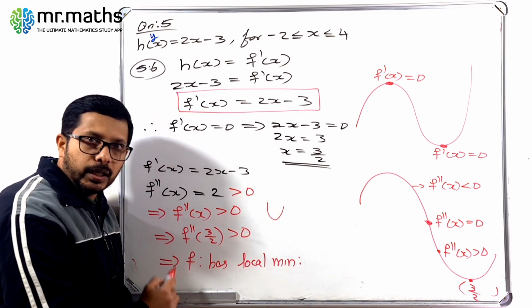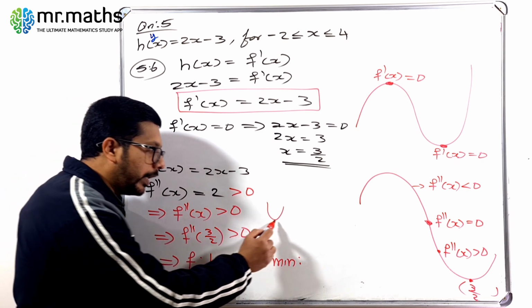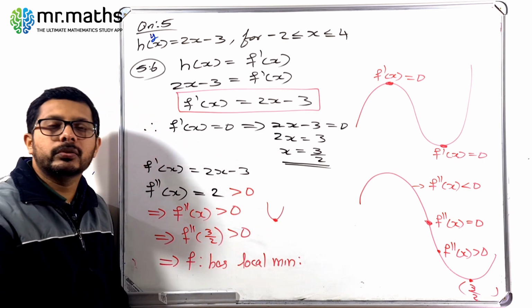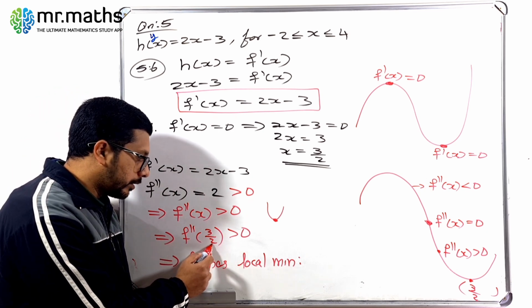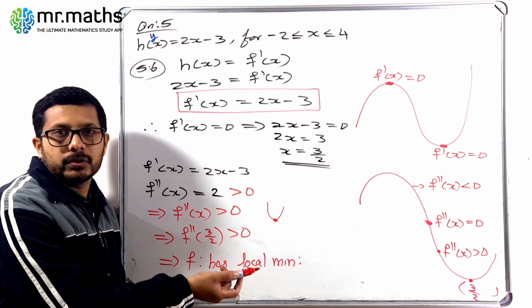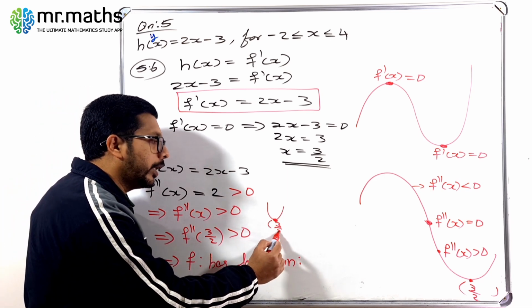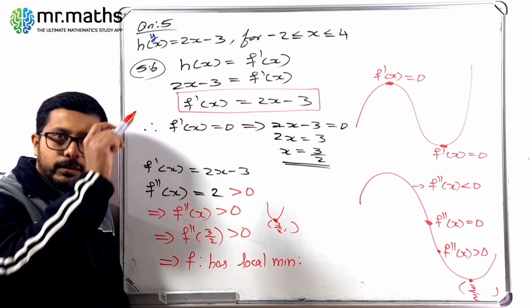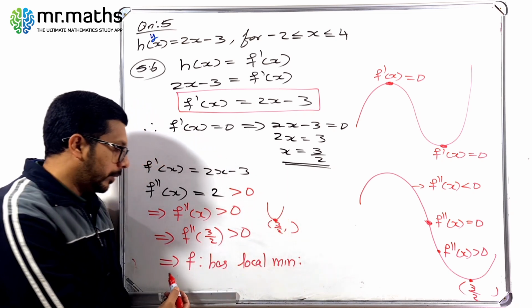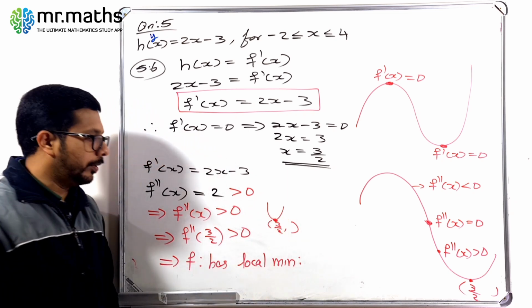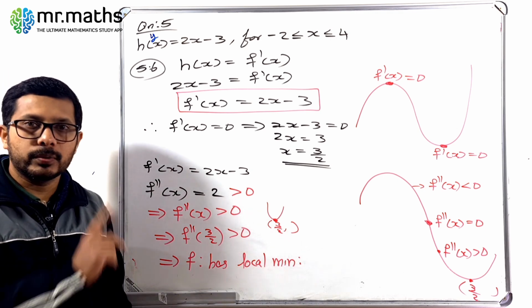Listen once more: the second derivative being greater than 0 means the shape is like this. The second derivative at x equal to 3 over 2, which is the turning point, is greater than 0. So at this turning point the shape is like this. And what is the meaning of that? f has a local minimum. So that is question number 5.6.1.